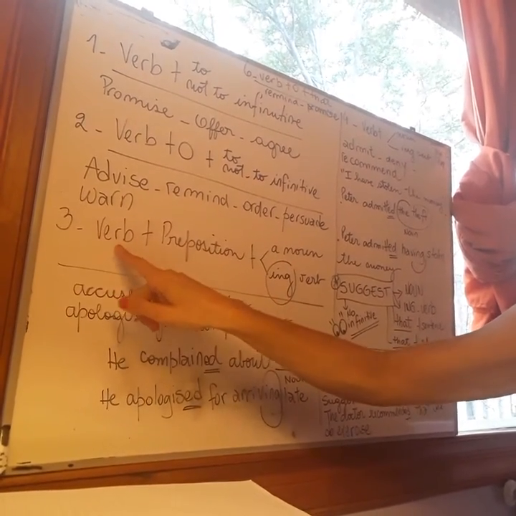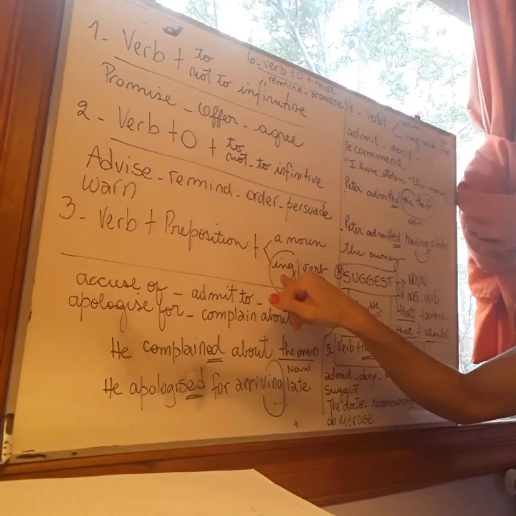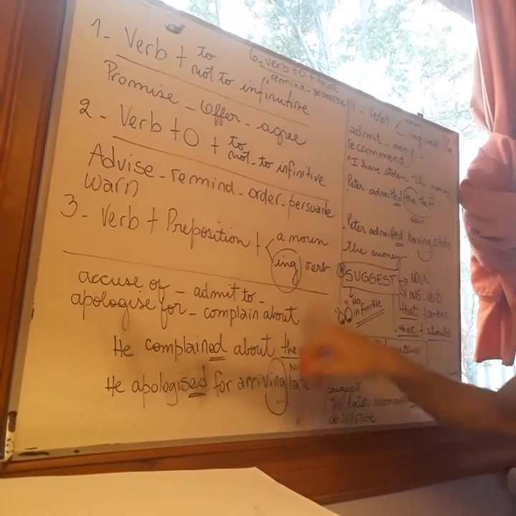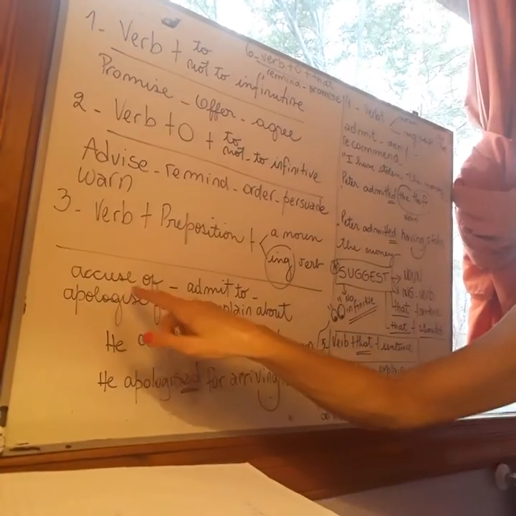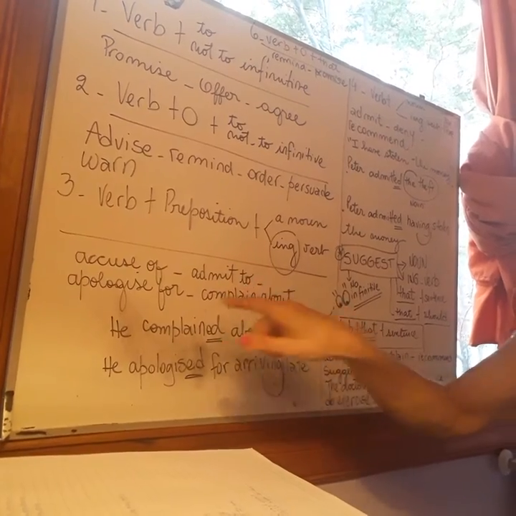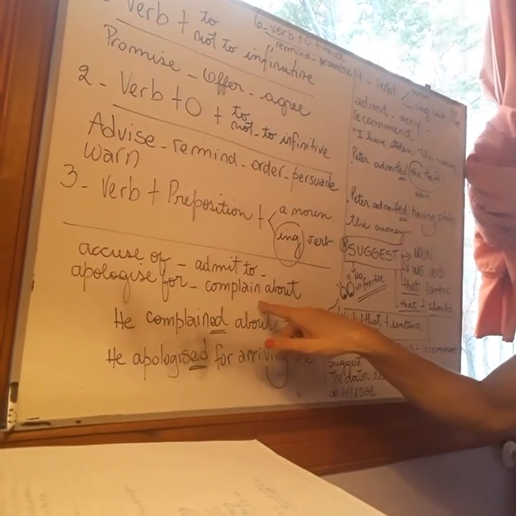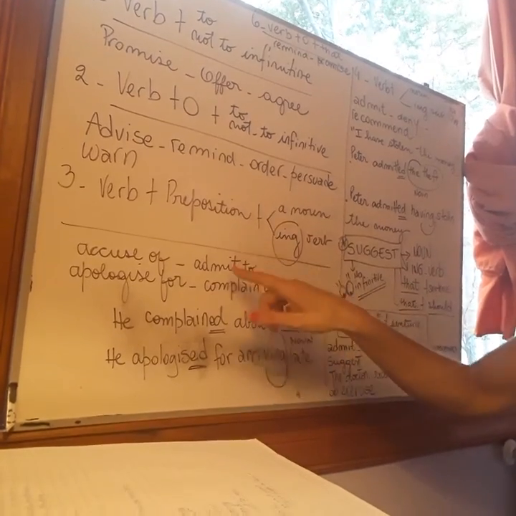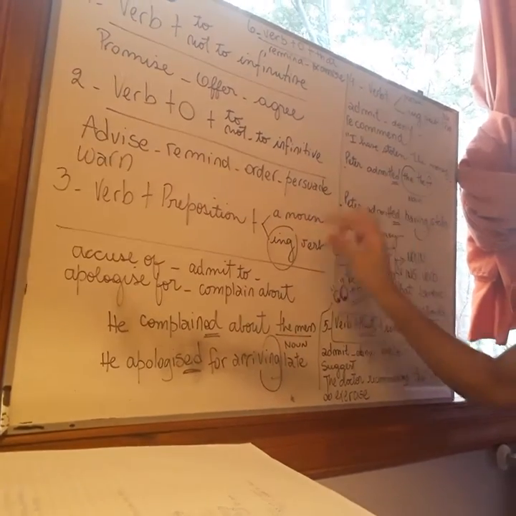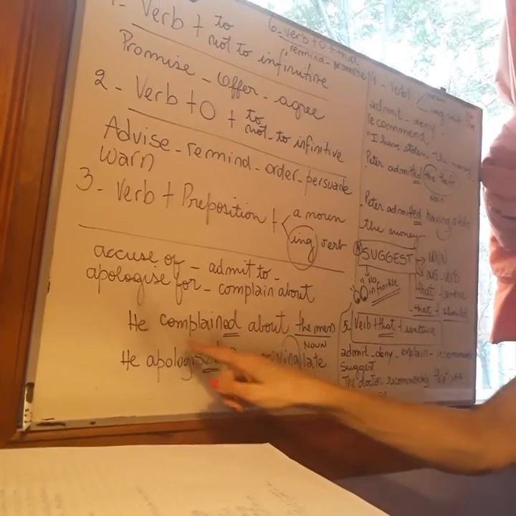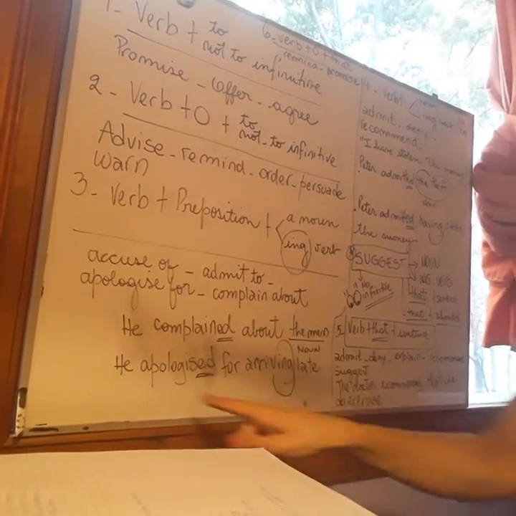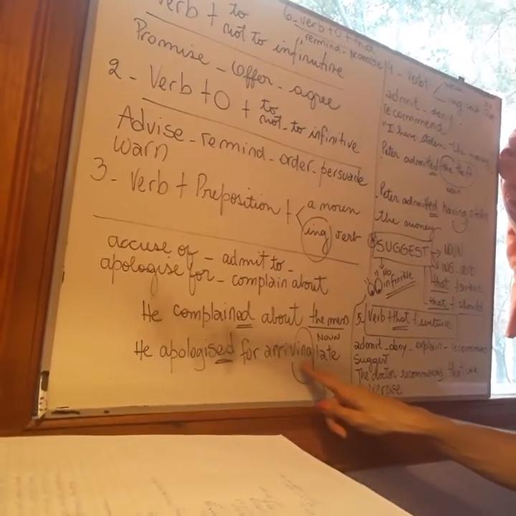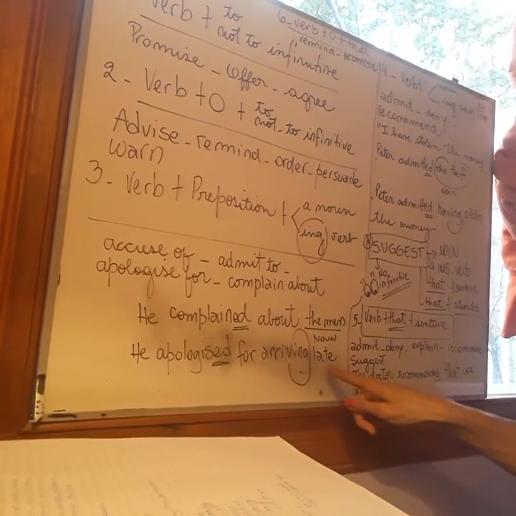Number 3: verb plus a preposition plus a noun or plus an ing verb. Eso es lo que vimos hasta acá, vimos ayer, creo. Entonces, which ones are these verbs? Accuse of, admit to, apologize for, complain about. They can be followed by a noun, a situation, or an ing verb. For example, he complained about the mess. The mess sería un sustantivo. Or he apologized for arriving late. Yes? ing pattern.